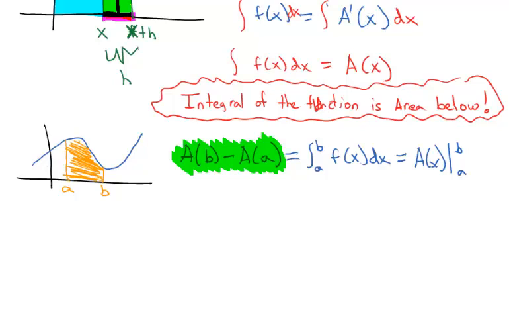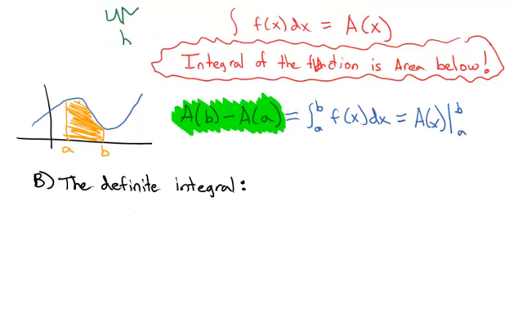Let's look at how we can do that with some examples. By the way, when we have numbers in the integral, we call that a definite integral. Where we now can see problems like the integral from 2 to 3 of 3t squared dt.